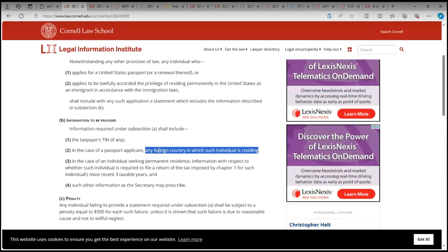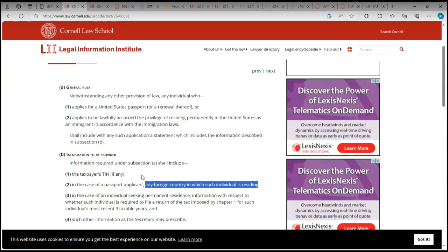If you are claiming that Texas is a foreign country in this specific context, then this statute applies to you and you have to give up all this information. You have to give up a tax identification number and all that. I'm going to prove that you're wrong.